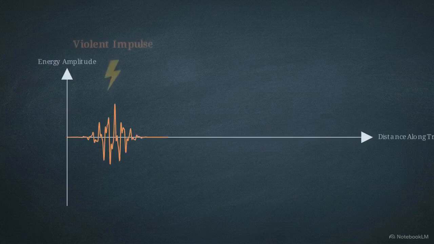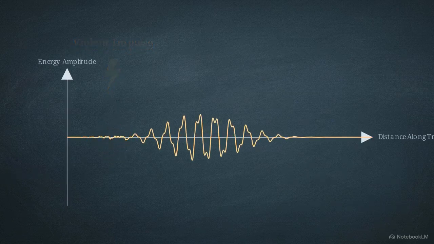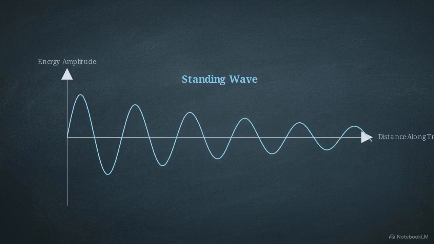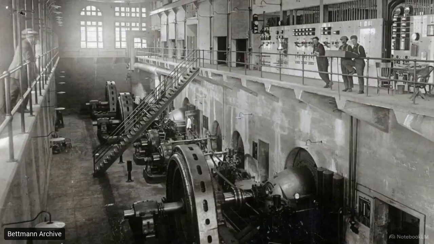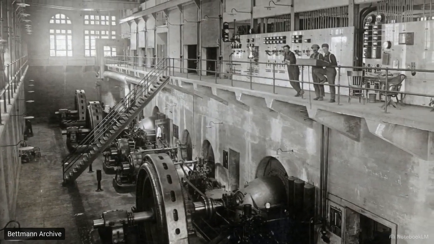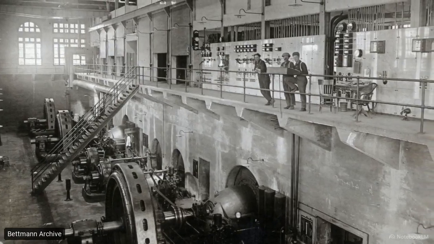How does a localized, violent energy spike systematically transform into a uniform, cleanly dissipating standing wave? Mapping this transformation allows engineers to design power grids capable of absorbing faults without physical failure.